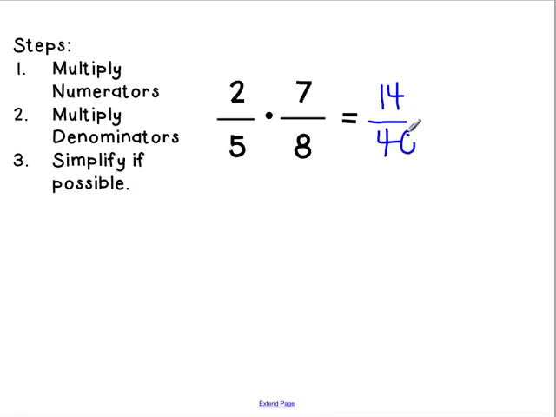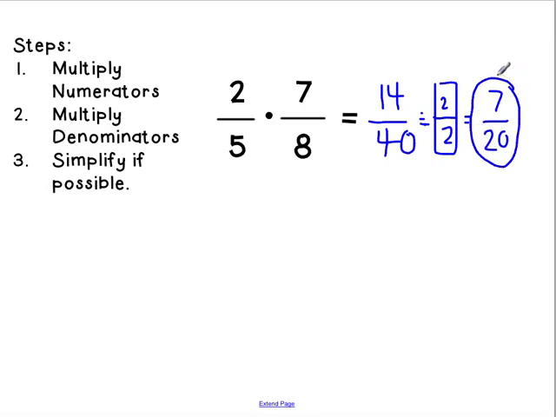I know they're at least both divisible by 2, so we'll start there. So we're going to divide by 2 over 2. 14 divided by 2 is 7. 40 divided by 2 is 20. I can't simplify further. 7 is a prime number, so we have 7 over 20 as our final answer.